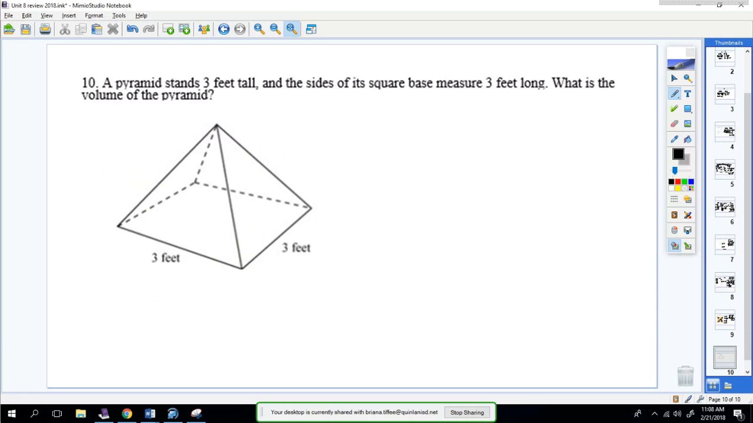Okay, last one, number 10. A pyramid stands 3 feet tall. The sides of the square base measure 3 feet long. What is the volume of the pyramid? Well, remember, the volume of the pyramid is V is equal to big B times H divided by 3. Big B is base times height.